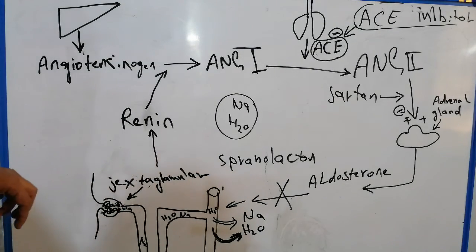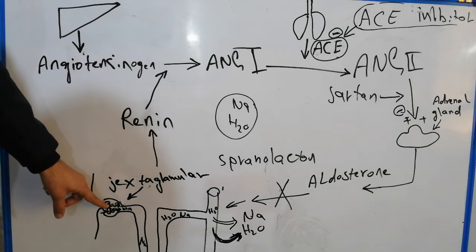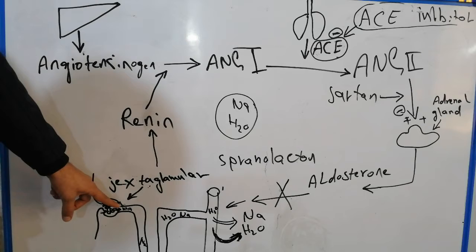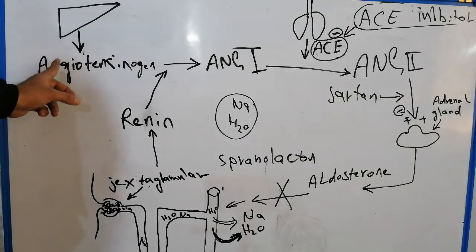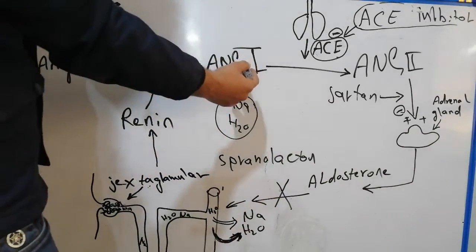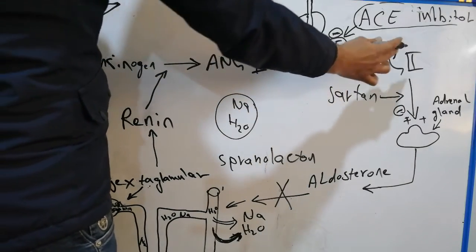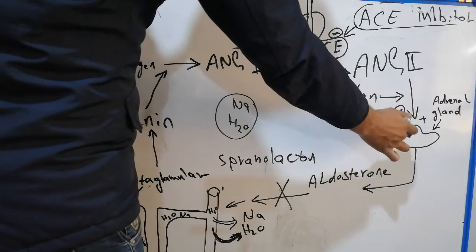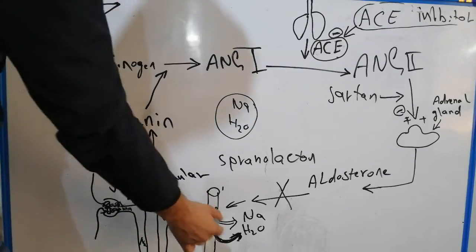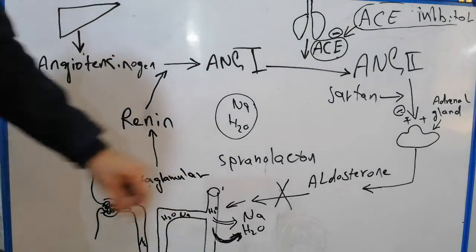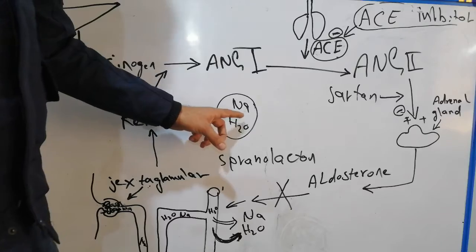So the renin-angiotensin system begins from the glomerulus. When too much sodium is filtered, sodium will stimulate the juxtaglomerular cells. They will produce renin. Renin will convert angiotensinogen to angiotensin 1. Angiotensin 1 is converted to angiotensin 2 by angiotensin converting enzyme. Then angiotensin 2 will stimulate the adrenal gland. The adrenal gland will produce aldosterone. Aldosterone will act on the tubules of the nephron and cause reabsorption of sodium and water. That, with too much sodium in the circulation, will increase blood pressure.